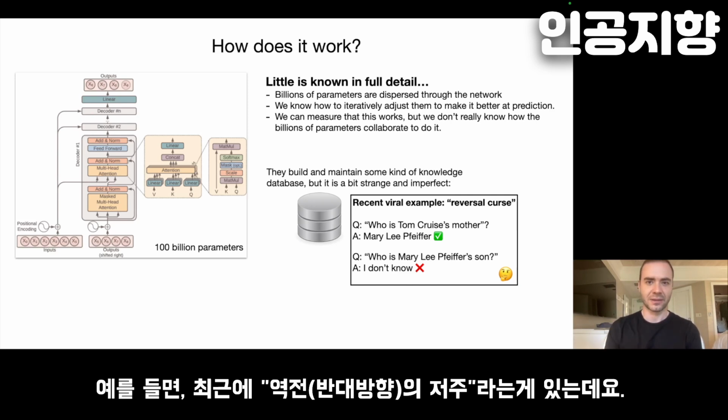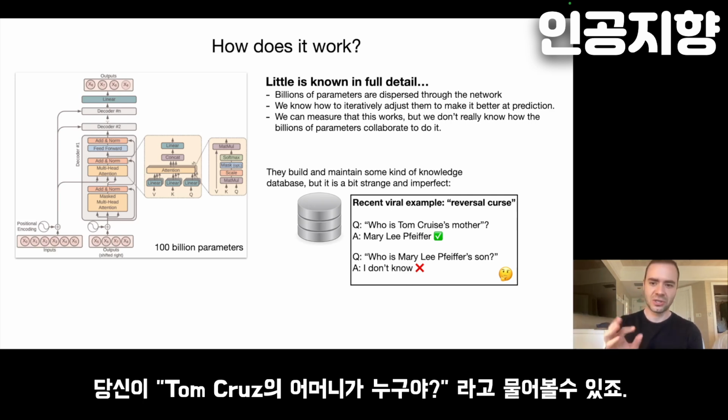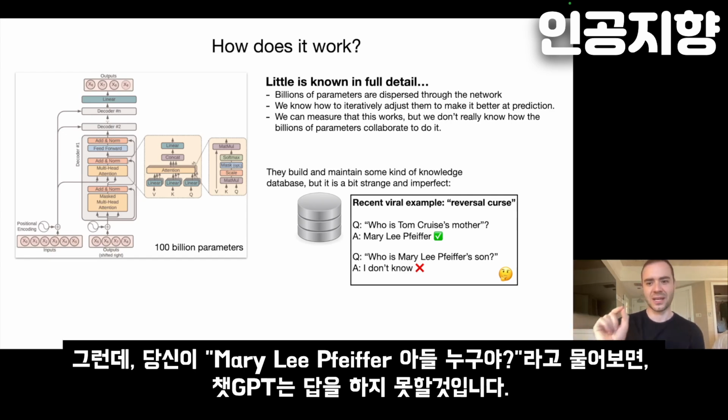So a recent viral example is what we call the reversal curse. As an example, if you go to ChatGPT and you talk to GPT-4, the best language model currently available, you say, who is Tom Cruise's mother? It will tell you it's Marilee Pfeiffer, which is correct. But if you say, who is Marilee Pfeiffer's son? It will tell you it doesn't know.